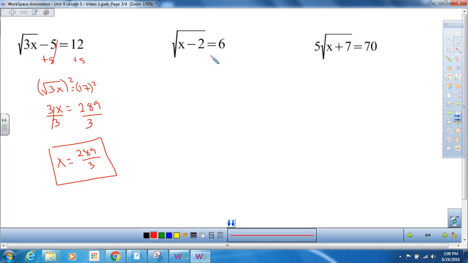Okay. Alright, I cannot add 2 till I get rid of the radical because the minus 2 is inside this radical. So I have to square first to get rid of the radical. Now I add 2 to both sides, and we're done.